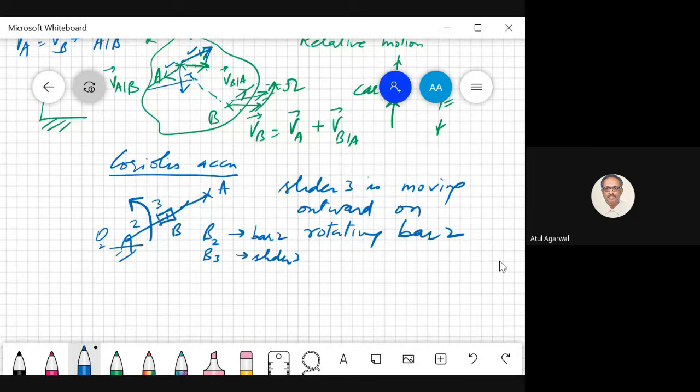Any problem? Now if I want to draw velocity diagram, what is velocity of point B? Let's call it B2. Omega 2 cross O2B. What is velocity of point B3?